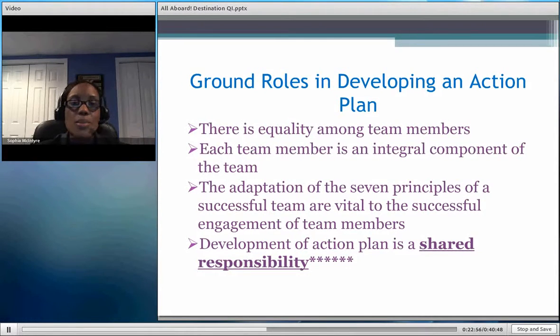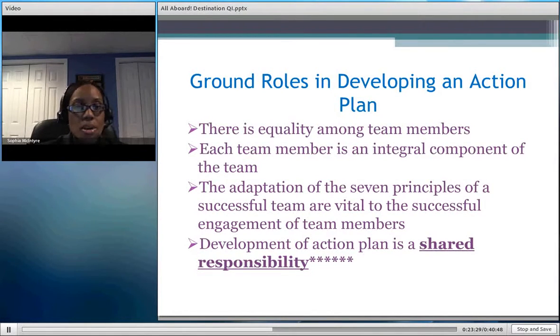So let's go over some ground rules for developing an action plan. Because I think that when you're thinking about quality improvement, you have looked at the data, you've identified your strengths, you've identified your areas of development, and now you've sat down with your team and talked about what your areas of priority are. So now the important part is let's lay some ground rules in terms of developing an action plan.